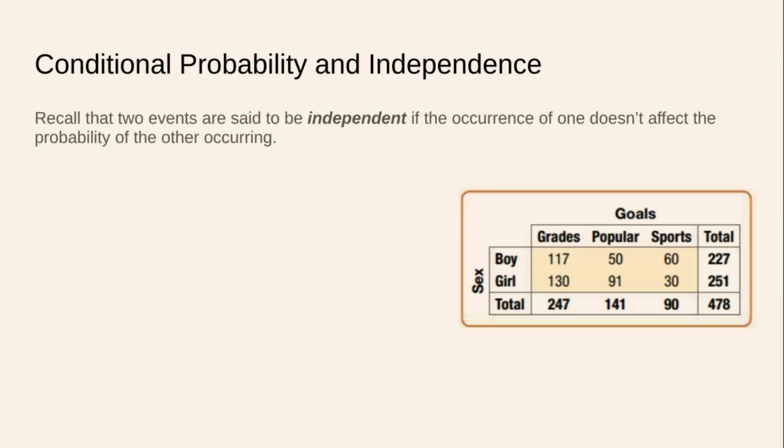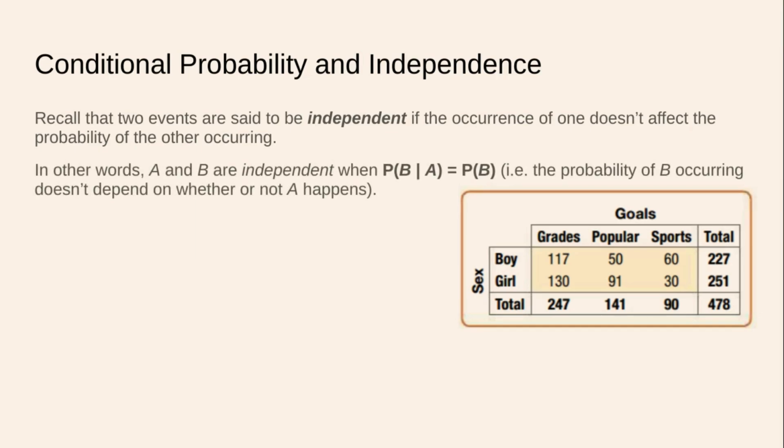So recall that two events are independent if the occurrence of one does not affect the probability of the other occurring as well. So in other words, A and B are independent when the probability of B given A is equal to the probability of B. In other words, the probability of B occurring doesn't depend on whether or not A happens. This is the probability of B given that A has happened. This is the probability of B in the general sense. So if these are equal, it means it doesn't matter whether A has happened, B is just as likely.